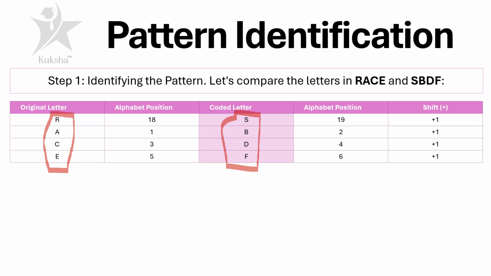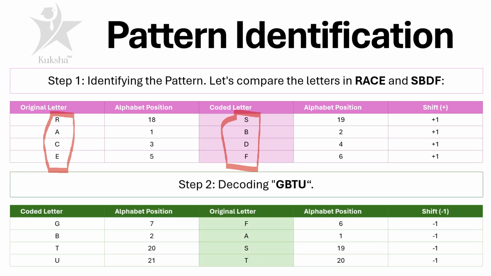Since encoding shifts the letters forward, in decoding we are going to shift the letters backwards. So we'll decode G, B, T, U and see what happens. G has alphabet position 7, and since we are shifting by minus 1, or backwards, we get position 6. F stands in that position; from A to Z, F is the 6th letter.